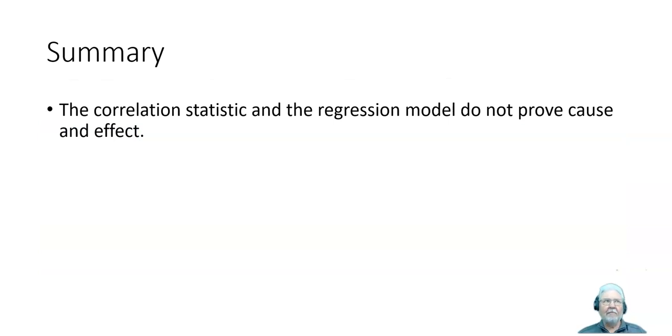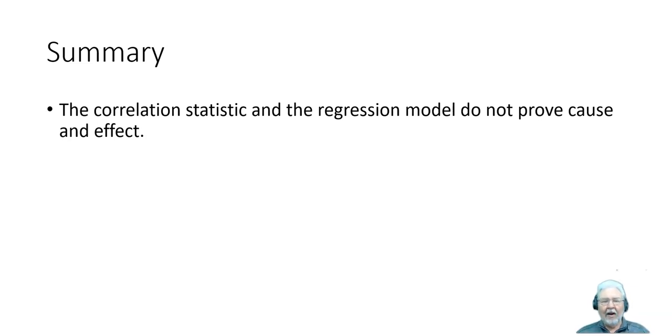So in summary, regression and multiple regression and correlation, those are all things used to understand the relationships between variables. It's important to remember that the correlation statistic and the regression model from a statistical point of view do not prove cause and effect. We saw, for example, DCT and Goldman were highly correlated, but the Goldman does not cause the DCT score. They're associated.